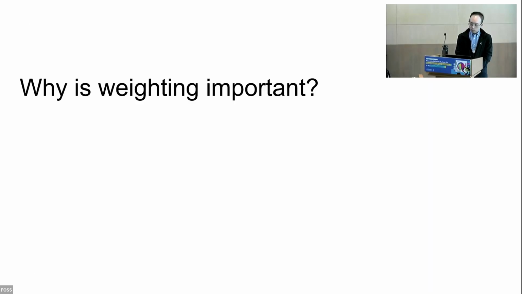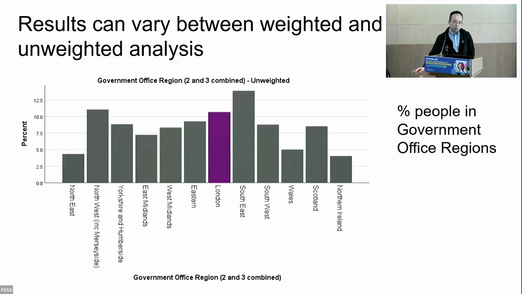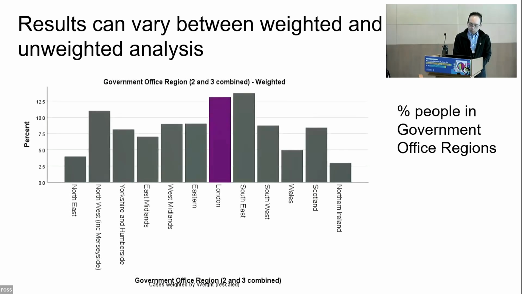Why is weighting important? Results can vary between weighted and unweighted analysis. This example illustrates the difference between weighted and unweighted results from the Quarterly Labour Force Survey 2015. These charts show the proportion of individuals in each area or government office region. In particular, look at the difference between the unweighted and weighted data for the percentage of individuals in London. In this first graph, which is unweighted, the percentage in London is around 11%. After weighting, however, this figure is around 13%. Weighted results are more representative of the population because biases have been minimized by applying the weight.